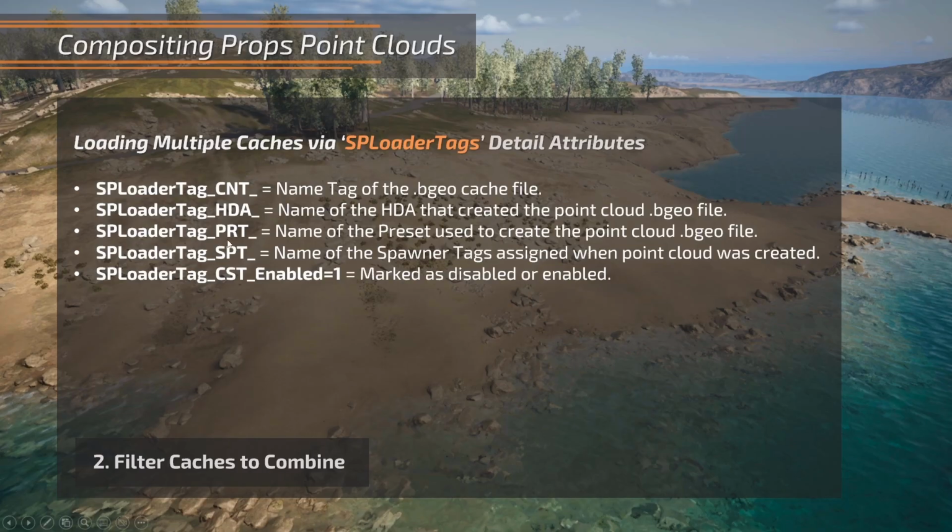Then we have the preset name, or rather the preset that was used to generate a particular point cloud. So the forest preset could have the name forest as the SP loader tag. And then finally we have the spawner tag. And the spawner tag is basically a custom tag that we can add to our spawners. For example, I will generally add the tag global prop to the point clouds for the trees, because those are often the trees that I'm spawning across the entire world, and they aren't local propsing.